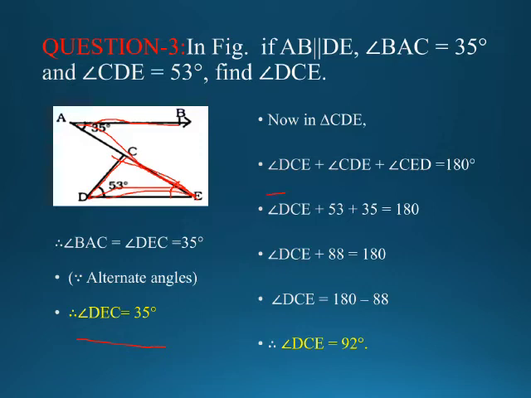So angle DCE plus angle CDE plus angle CED equals 180 degrees. Now angle DCE plus 53 plus 35 equals 180 degrees. Then angle DCE plus 88 equals 180 degrees. Angle DCE equals 180 minus 88. This 88, if we bring it to the right hand side, will become minus 88. Now angle DCE equals 92 degrees. We found angle DCE, that is 92 degrees.